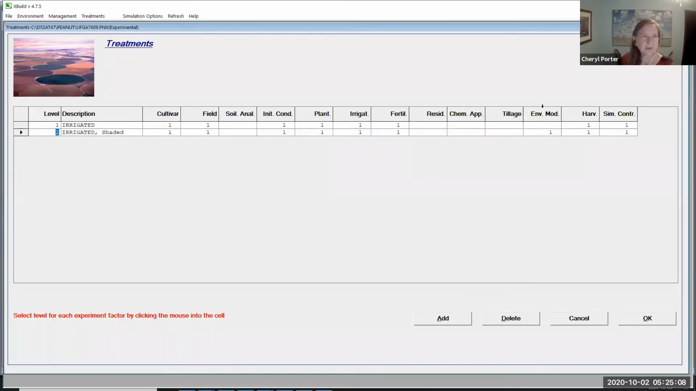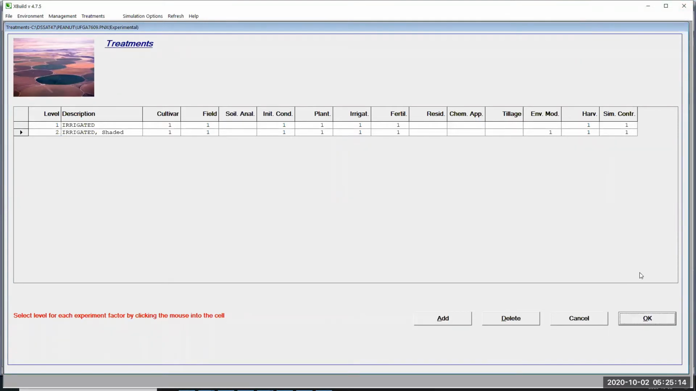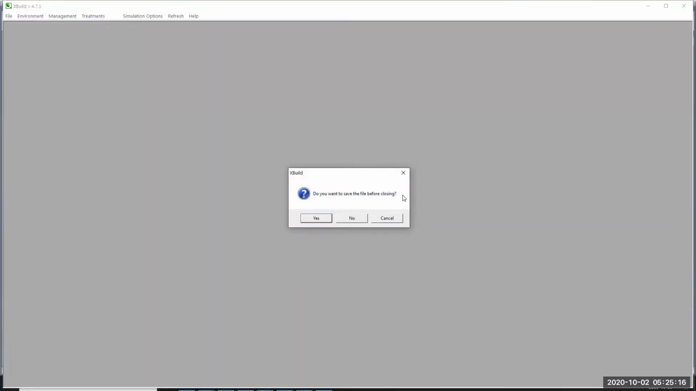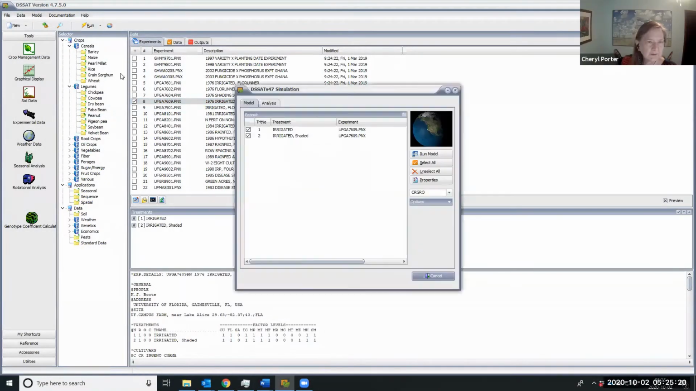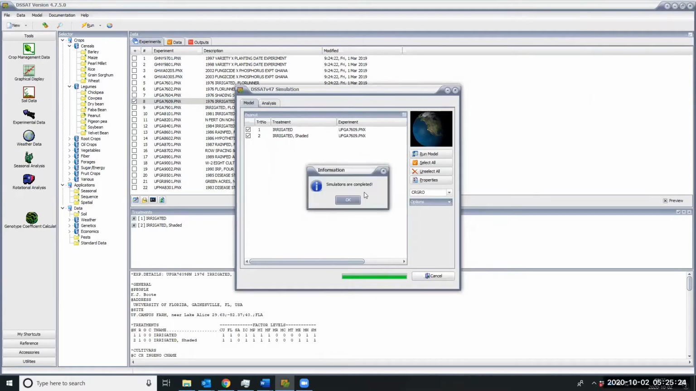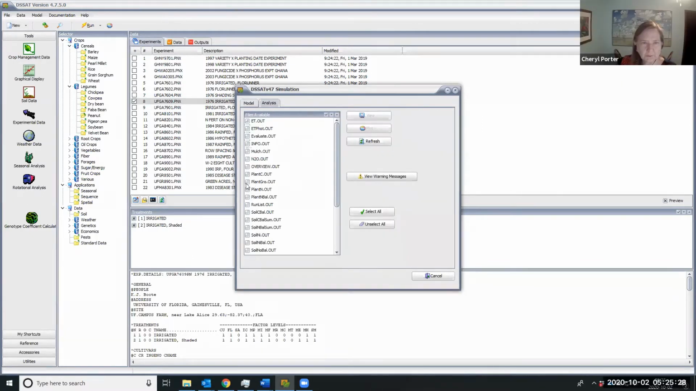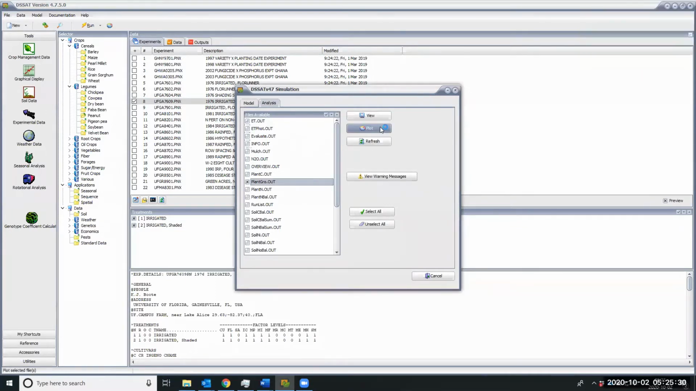Okay, so let's take a look at how that affects the plant growth. So I'm going to run this. I'm going to open PlantGro with GBuild.